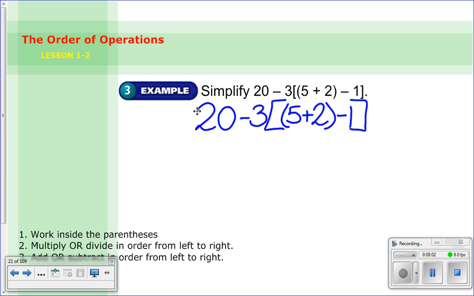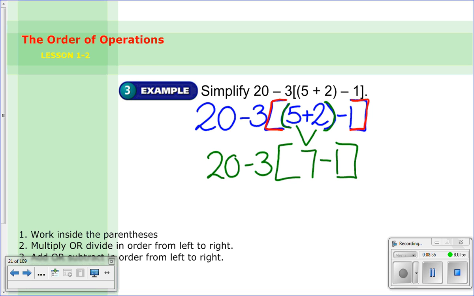Number 1, work inside the parentheses. Here we actually have 2 different sets of parentheses or grouping symbols. We have the one in here, the 5 plus 2. And then we also have this one, 5 plus 2 minus 1. When you have something like this occur, you actually start inside with the parentheses. So here you'd actually do 5 plus 2 first. You need to find out what that is, and that is 7. So I'm going to rewrite 20 minus 3 times 7 minus 1.